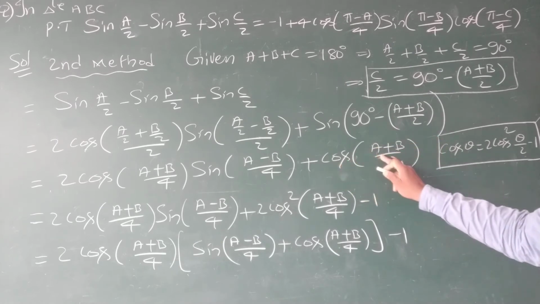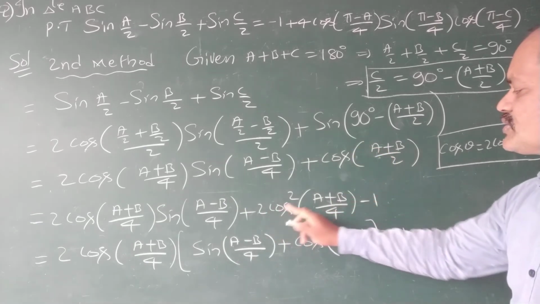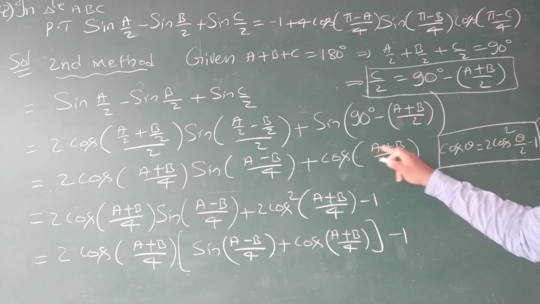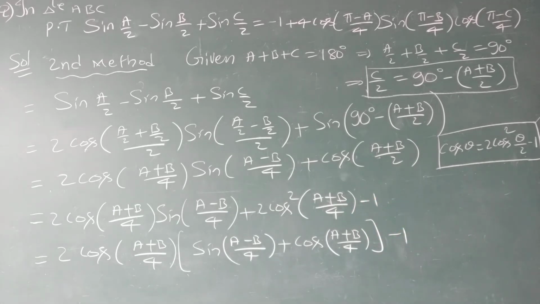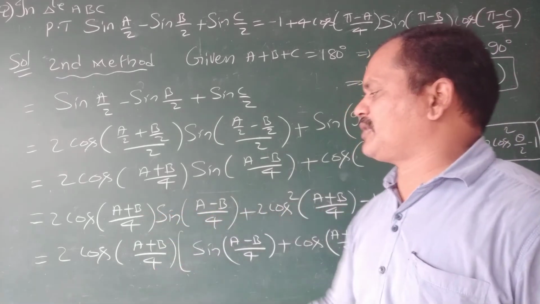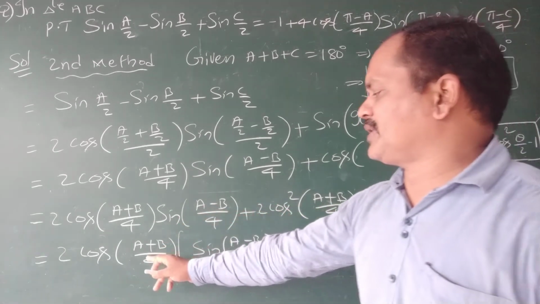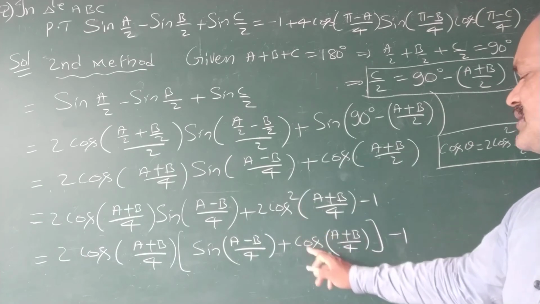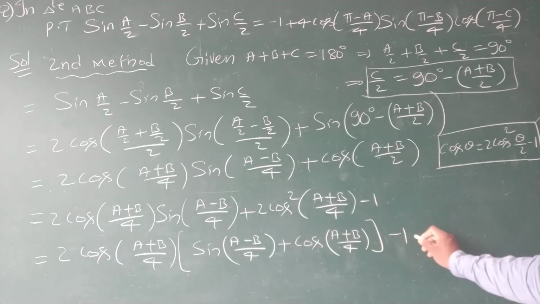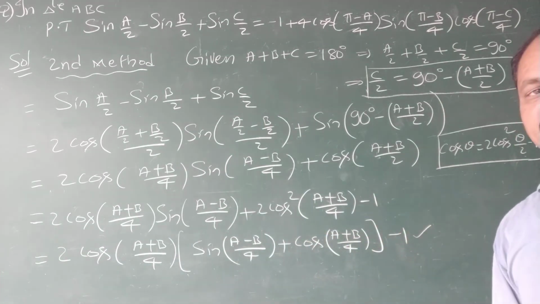Cos theta is nothing but 2 cos square theta by 2, that is 2 cos square of A plus B by 4 minus 1. That's all. Now from these two we have to take common 2 cos A plus B by 4 in brackets: sin A minus B by 4 plus cos A plus B by 4. Here minus 1 is there. Now we are going to the next step.